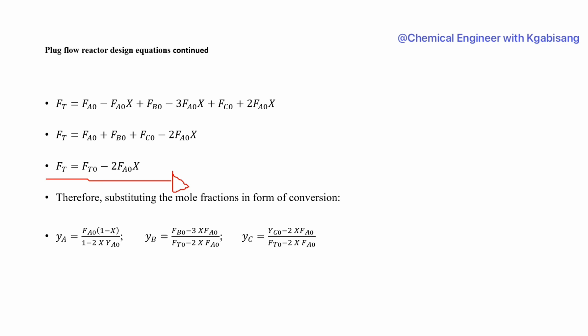Because remember we said YA is equal to FA over FT. Now we know that FA can be expressed in the form of conversion, and FT can also be expressed in the form of conversion. We can do this respectively for YB and YC as well.